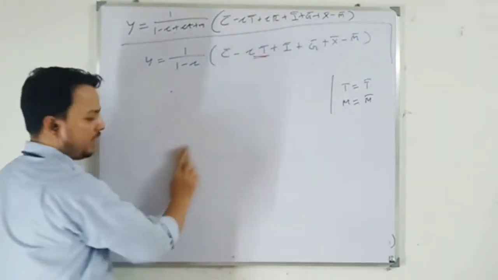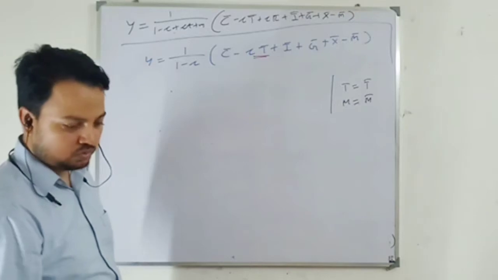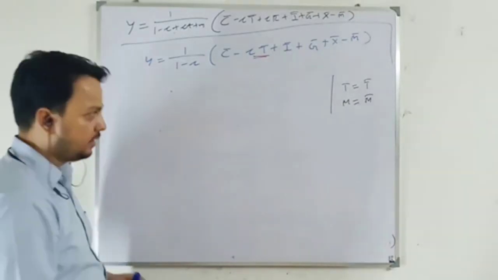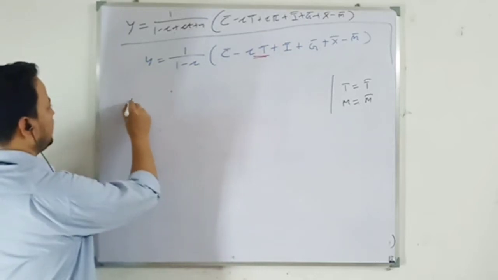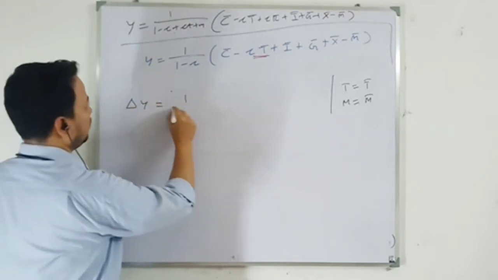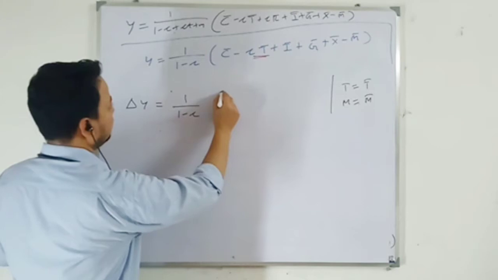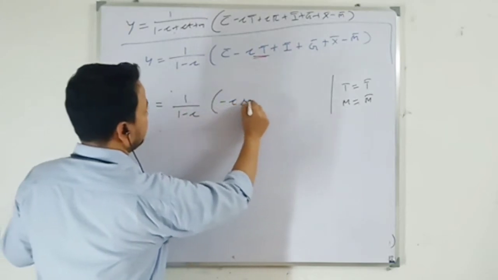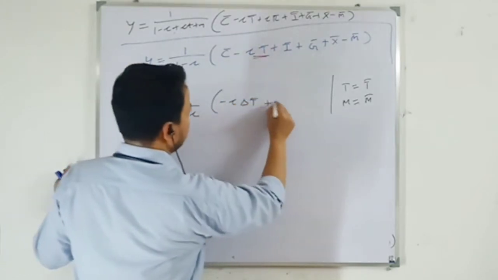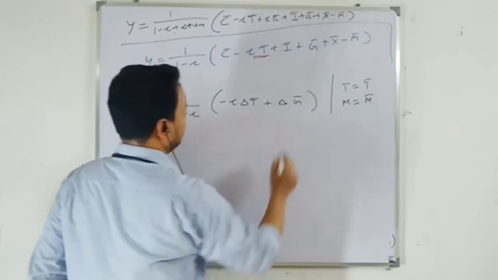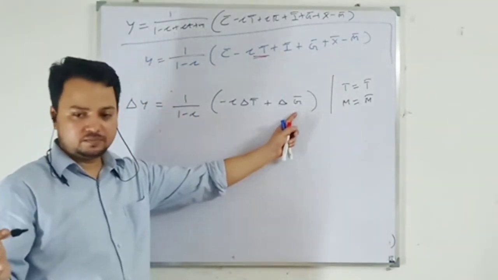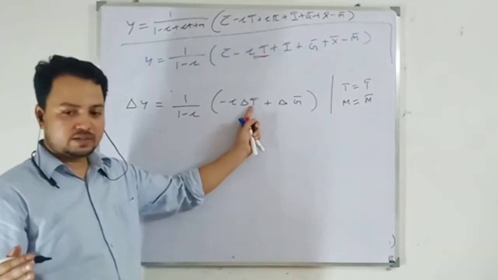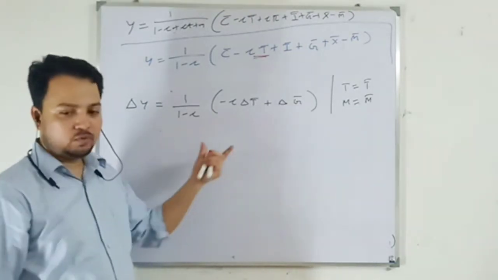Write down. So the combined effect can be written as change in Y equals 1 over 1 minus C, change in T bar plus change in G bar. Because government is increasing expenditure by imposing an equal amount of tax. So we are looking at the combined effect.